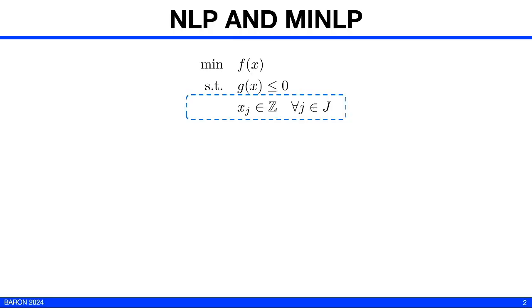At the very beginning, let's look at this standard formulation for a mixed integer nonlinear problem. Here the set J represents the set of indices of integer variables in this problem. When the set J becomes empty, this problem simplifies to an NLP problem. In this talk, we assume that the functions f(x) and g(x) are differentiable, and then we can use the gradient information in the algorithms.